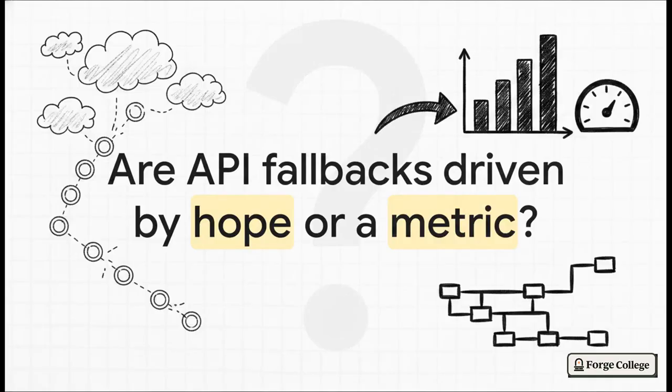So I'm going to leave you with this final, provocative thought for today's explainer. Are your API fallbacks driven by hope or by a hard metric? Before our next lesson on system integration, take the time to really refine your constraint tables.